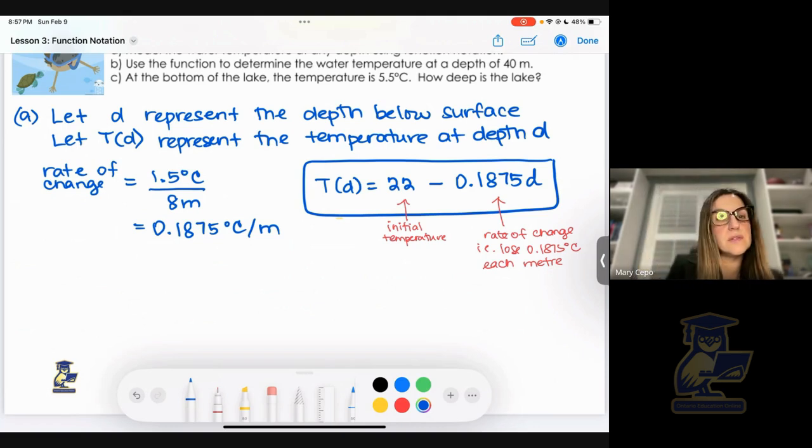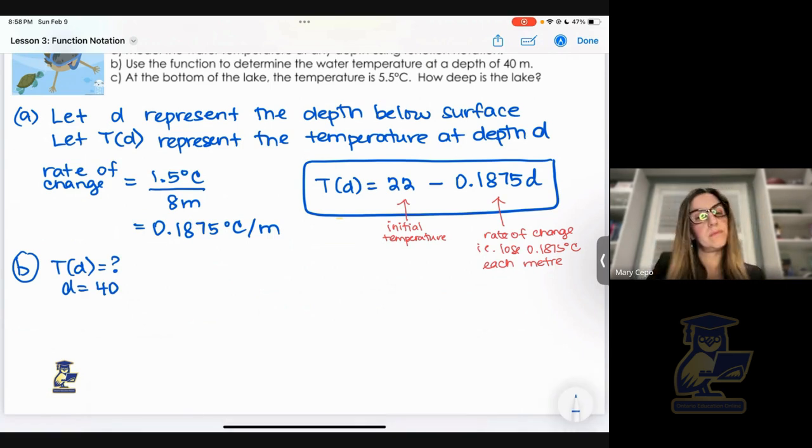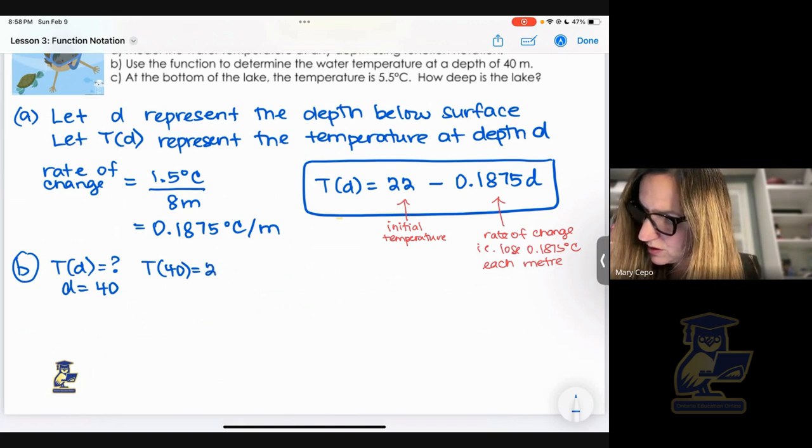Okay, so now we're going to use this function that we determined to determine the water temperature at a depth of 40 meters. So we want to know what is T at D when D is equal to 40. Given the function, again, we want to know what the output is when the input is 40. So T at 40 is going to equal 22 minus 0.1875 times D. Instead of D, we can replace that with 40.